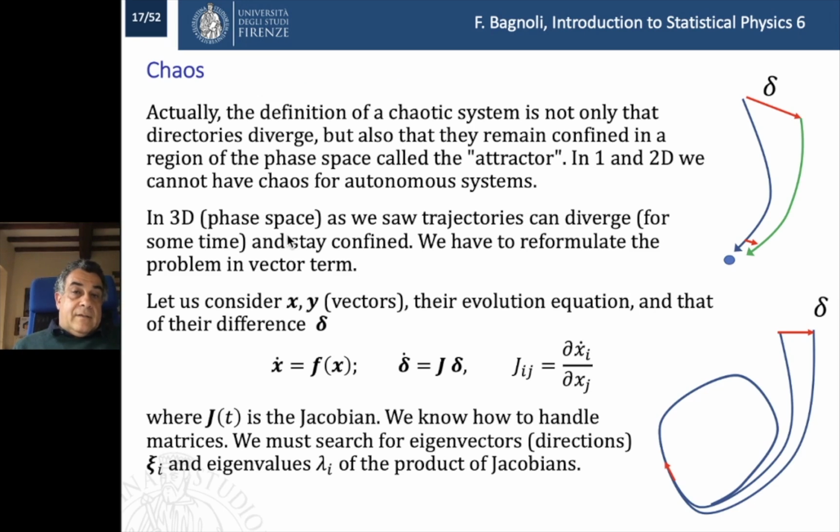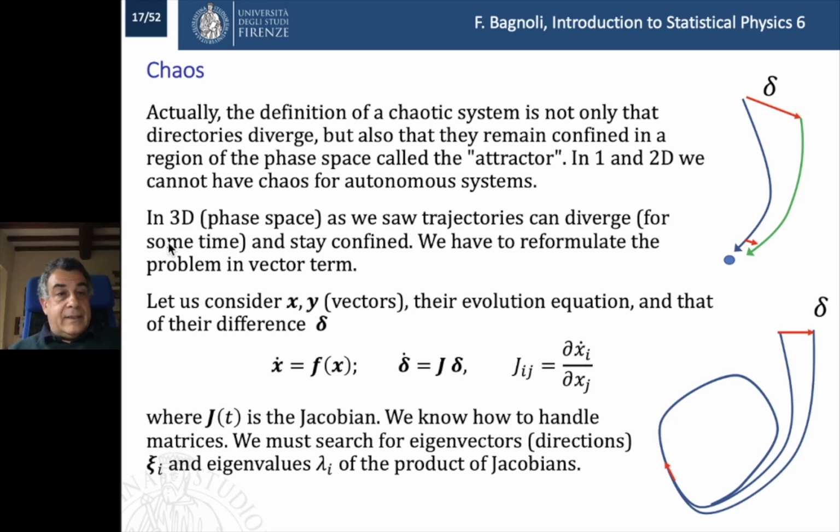However, in 1 or 2D, we cannot have chaos, due to the fact that the trajectories are not confined, for an autonomous system. Clearly for a non-autonomous system, it is as if we had another dimension due to the forcing. So we may have chaotic systems also in 1 or 2D, if the force depends on time, for instance in the forced pendulum or something like this.